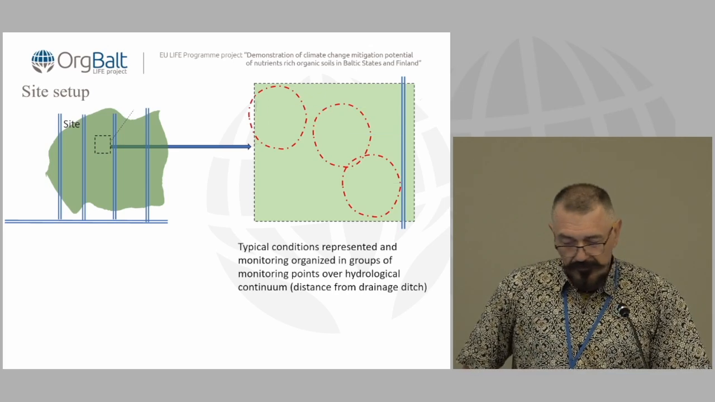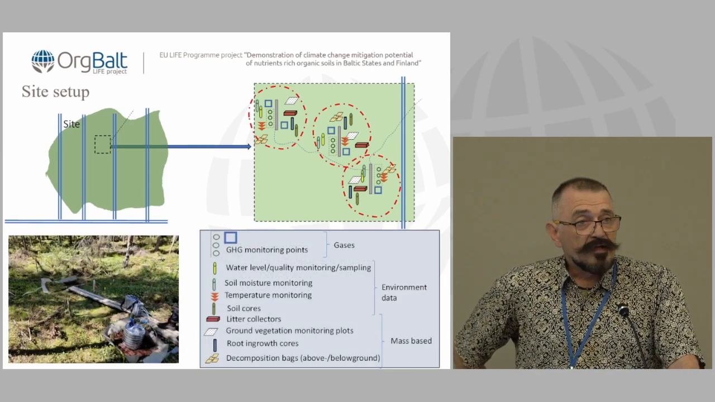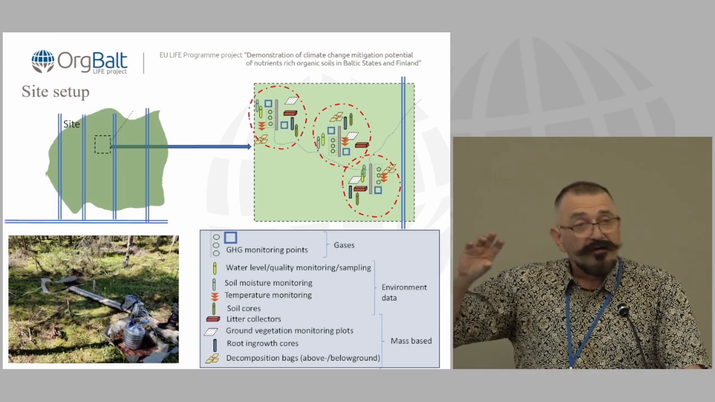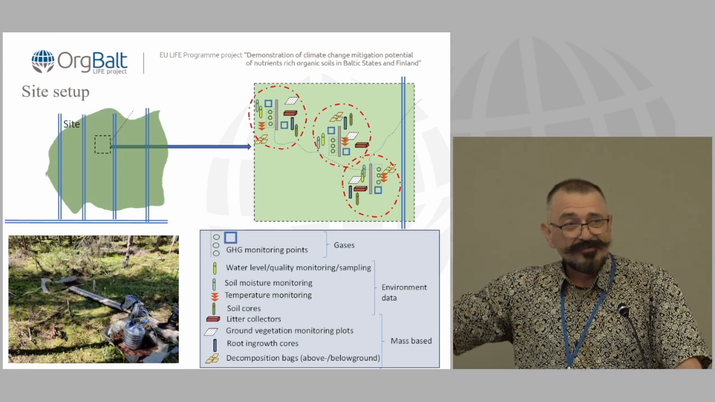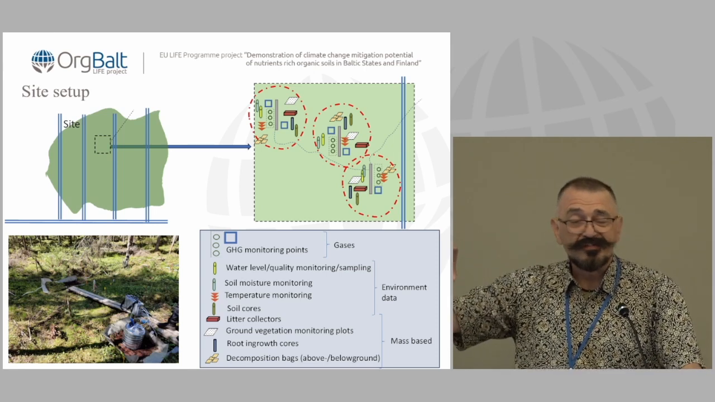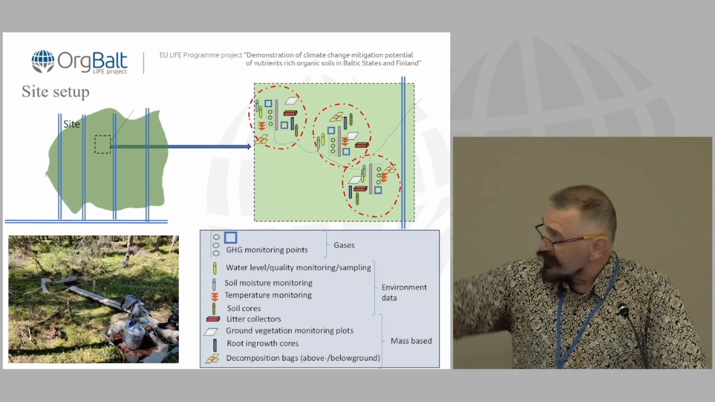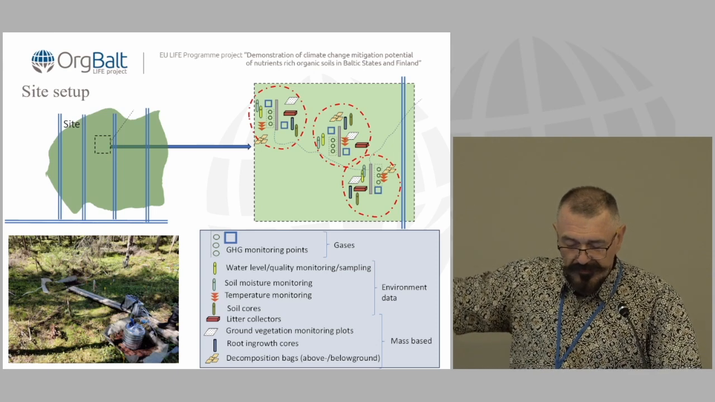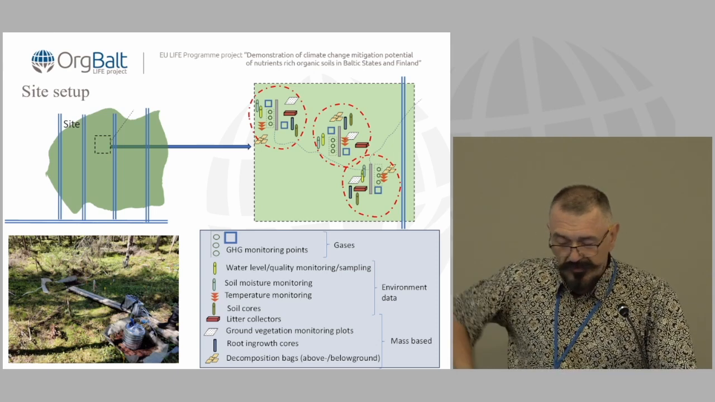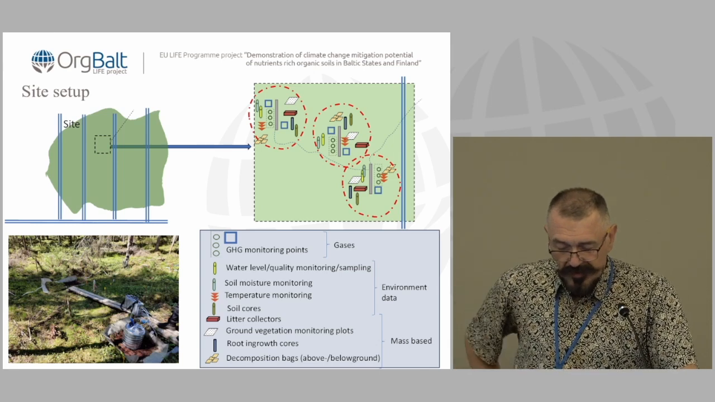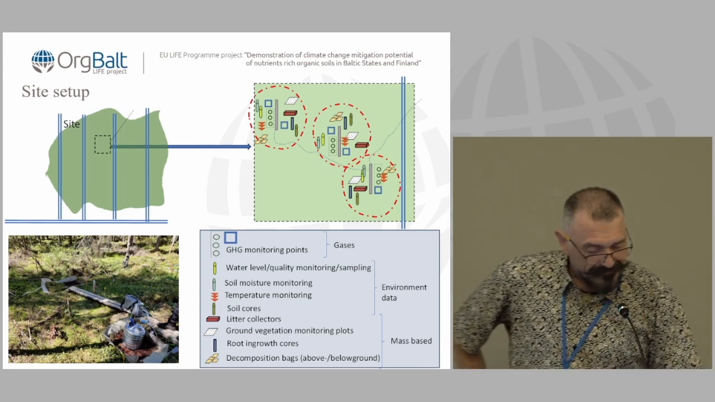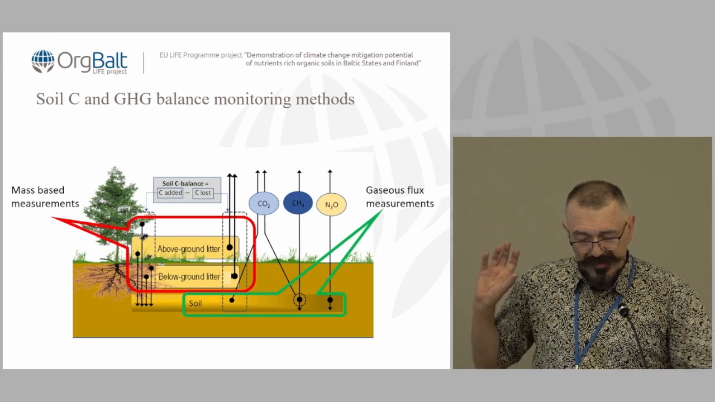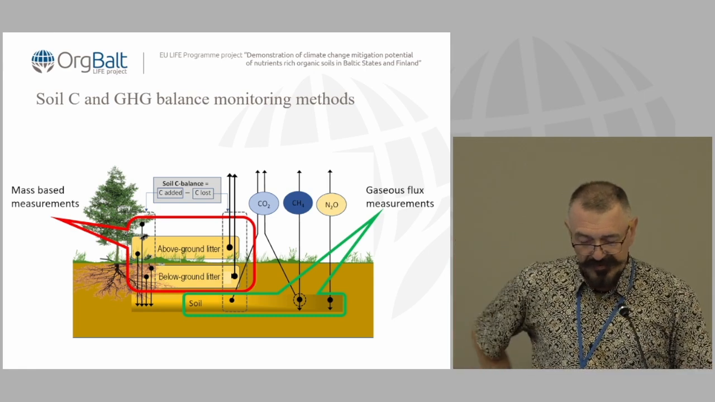And then on each of these groups of plots, we set up quite a comprehensive monitoring setup where we looked at different components. And here I want to say greenhouse gas balance in the soil is not just gases in the soil. So the gas measurements are only one part of the measurements. So we monitored greenhouse gases in different setups, collected environmental data on water tables, soil moisture, temperature, and so forth, and also mass-based data on the living parts of the system and the organic matter and matter in transitions from one phase to another. So we have mass-based measurements and gaseous flux measurements in the study.